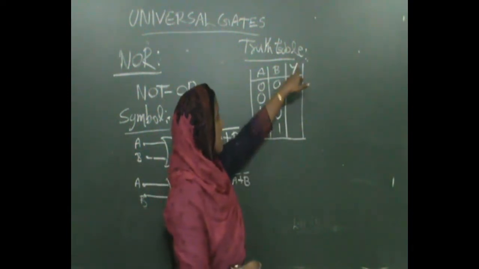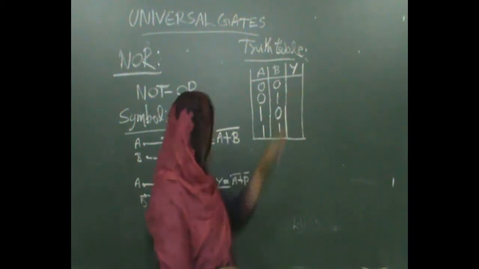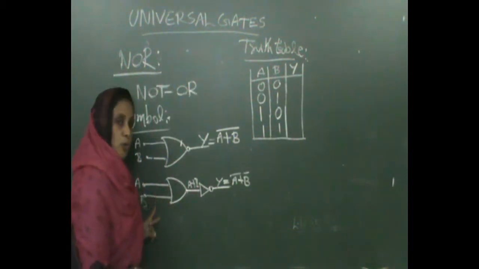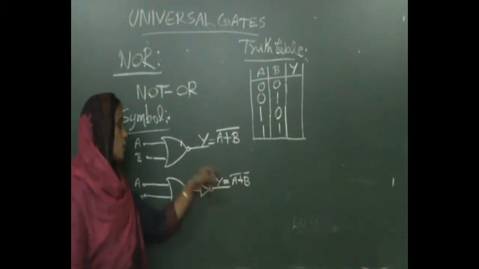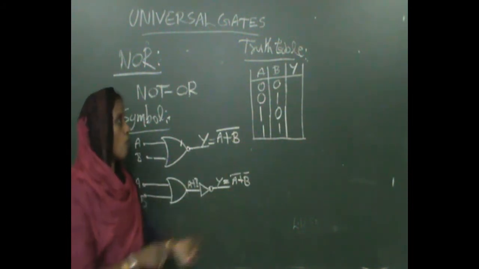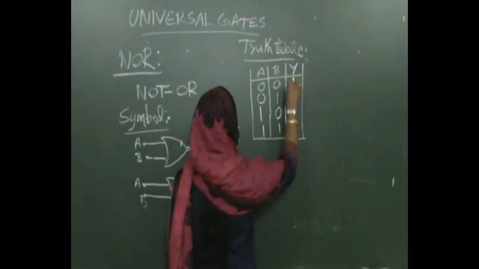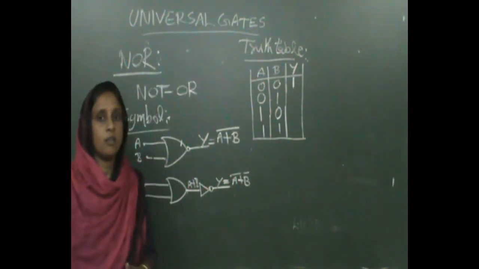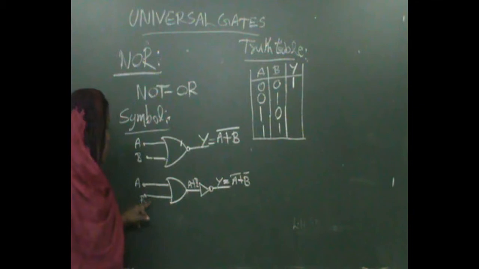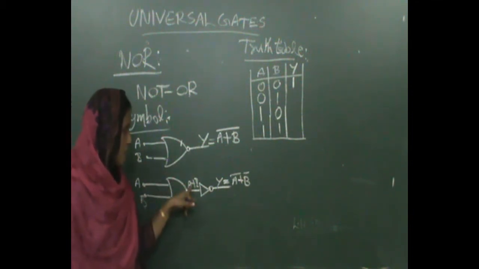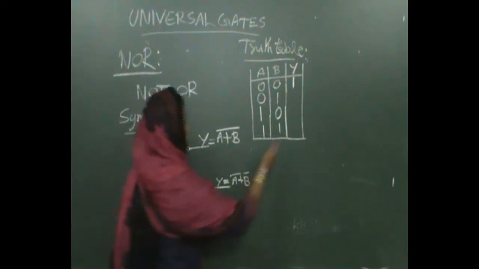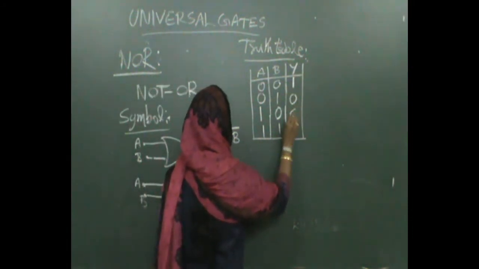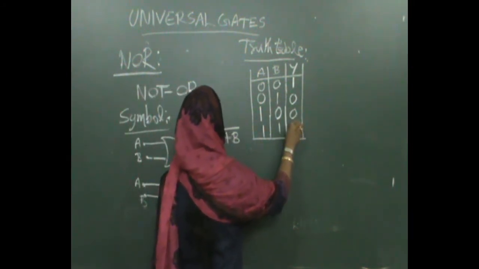Now you can write its corresponding output here. You know that if both inputs are low, 0, the OR output is 0, and you want to invert it, so you have 1. Similarly, if this is 0 and this is 1, you get 1 from the OR, then you invert it, so you have 0 here. 0, 0.